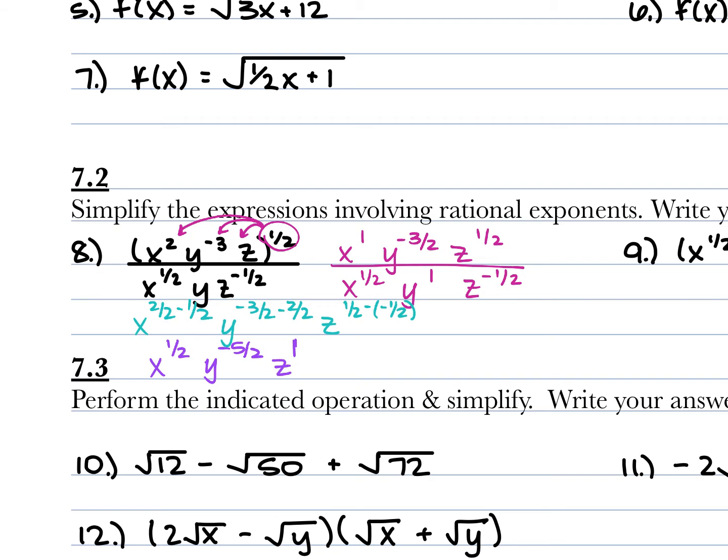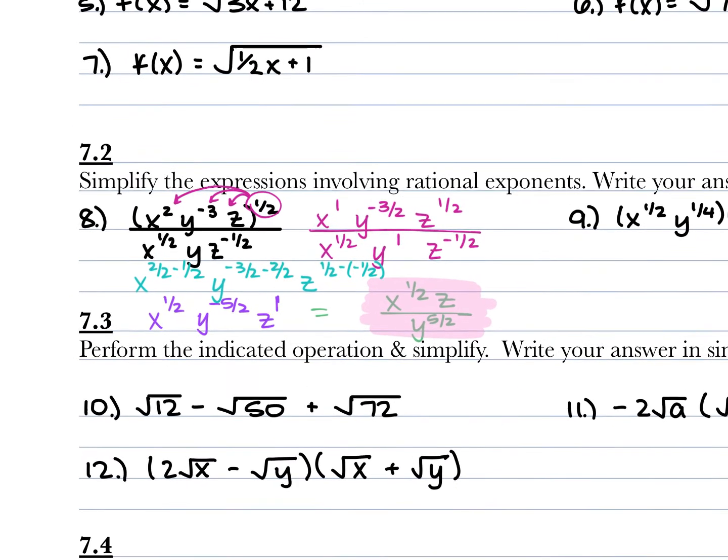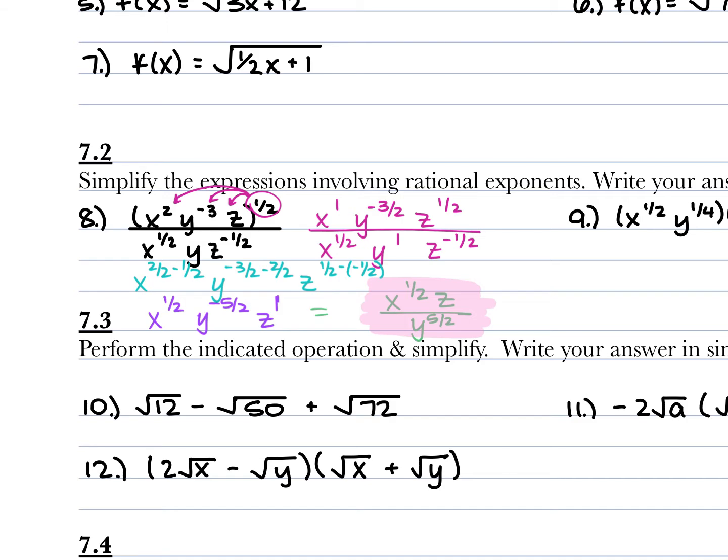So if we write this using positive powers, it's just going to give us x to the power of 1/2, z over y to the 5 over 2. And again, it doesn't ask you to write it using radicals. It just asks you to write it using positive powers. So that's going to be our answer.